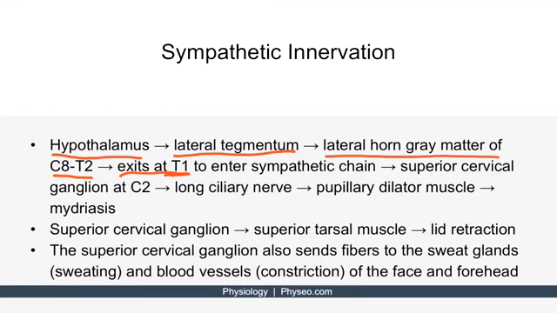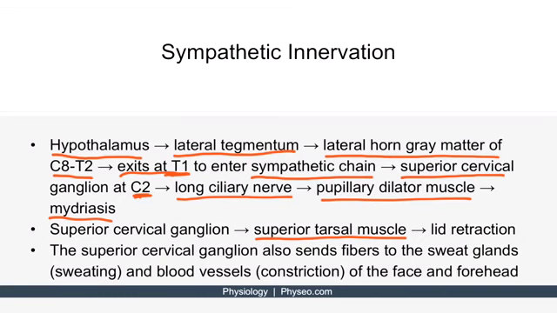And then from there it enters the sympathetic chain. And then it synapses on the superior cervical ganglion at C2. Then it goes through the long ciliary nerve to the pupillary dilator muscle, which causes dilation of the pupil, so mydriasis. Now the superior cervical ganglion actually also sends innervation to the superior tarsal muscle, which causes lid retraction.